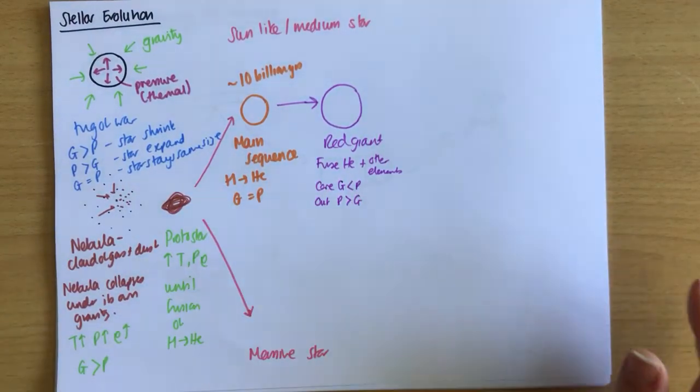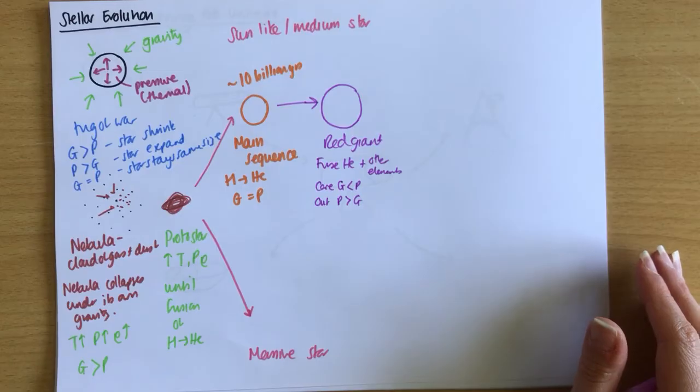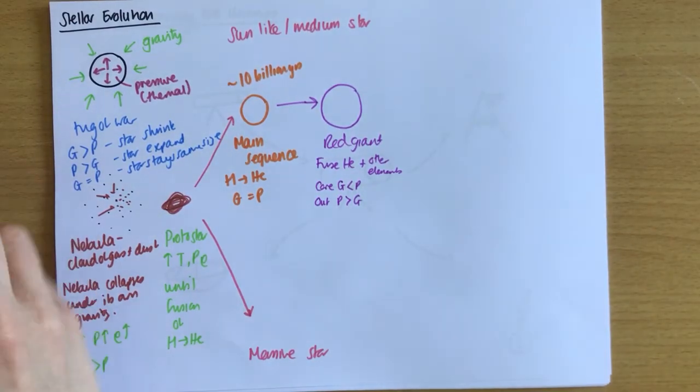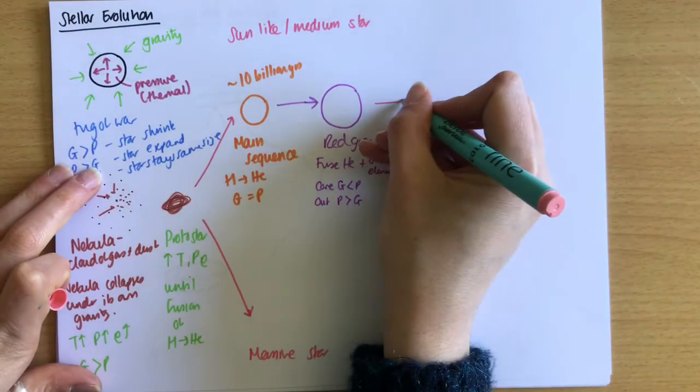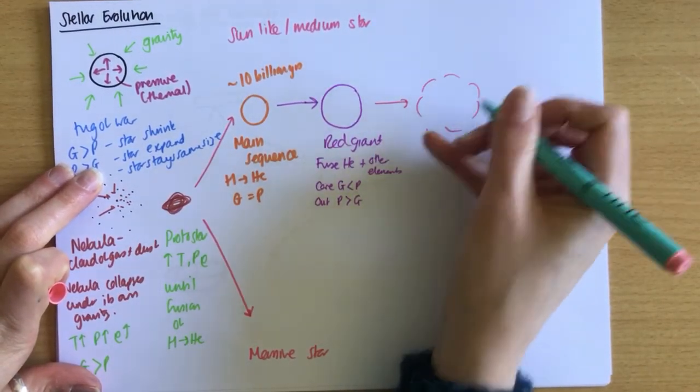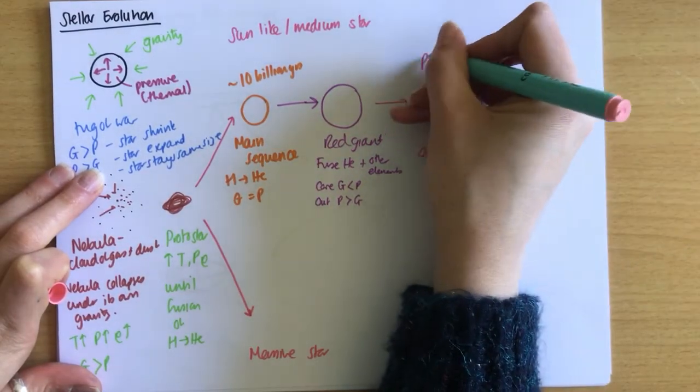Eventually, it runs out of all the elements it can fuse, and that's kind of the end of the journey for the red giant. So there's two things that happen then. We get a planetary nebula, which is the outer layers. I should write that down, planetary nebula.